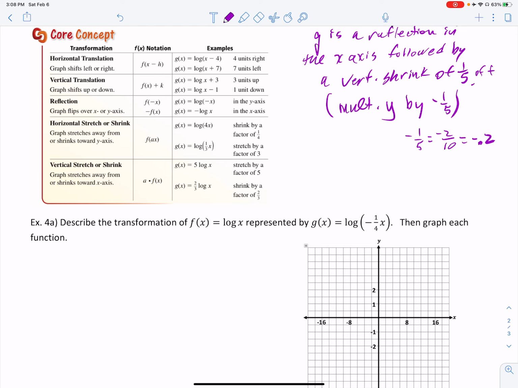All right, logarithmic functions have the same kind of transformations. Just to show you what they look like, since these are kind of new, there they are in the chart. Describe the transformation of this, which is your common logarithm of base 10. There's an understood base 10 in there. And then we've got this transformation.